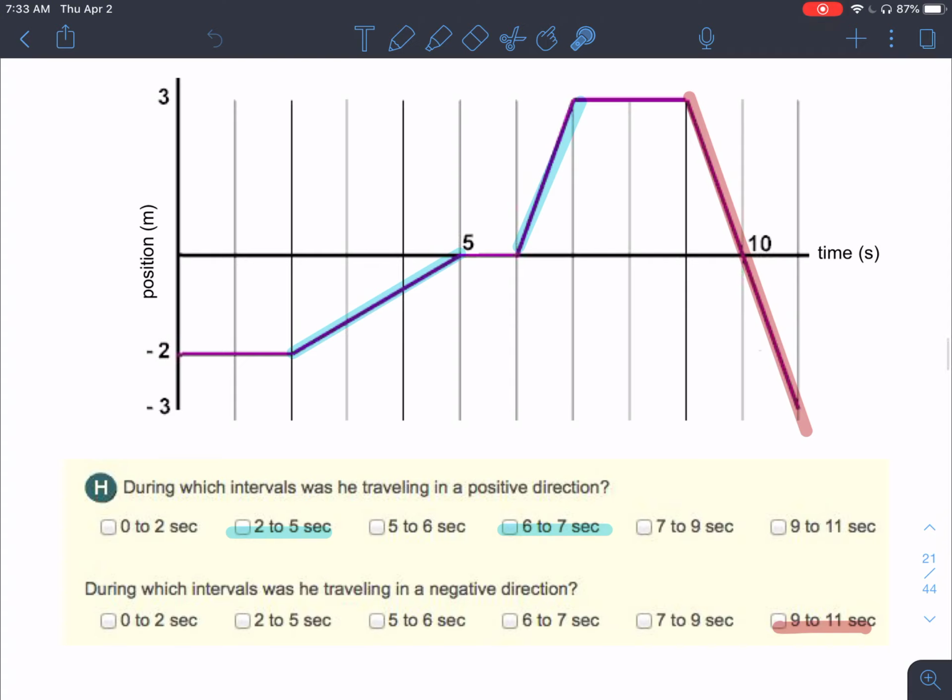So everything is highlighted and color-coded. During the intervals, he was traveling in the positive direction. Anything that has a positive slope means that he was traveling in the positive direction. It's okay that this one is in the negative region of the graph, because the slope is positive, so they're moving in the positive direction. When they're traveling in the negative direction, it is this one, and it has a negative slope.